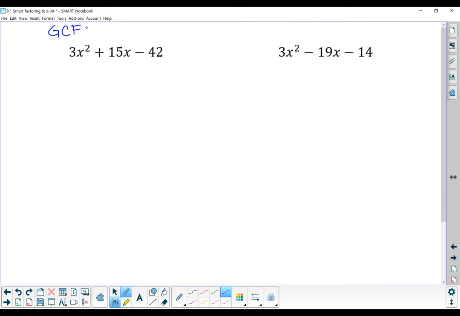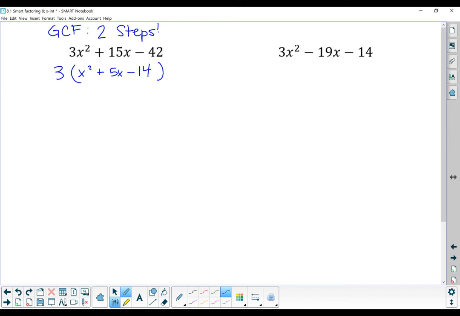When you have a GCF, you want to factor in 2 steps. You never want to go straight to your factored answer. You want to do 2 steps. Your first step is to get the GCF factored out of all of the terms. So if I factor out a 3 from the first term, it leaves me x squared. If I factor out a 3 from the second term, it's a 5x. And if I factor out a 3 from the 42, it's a negative 14.